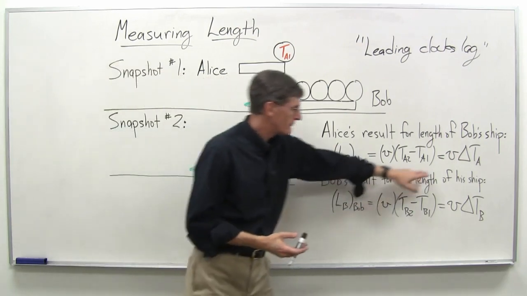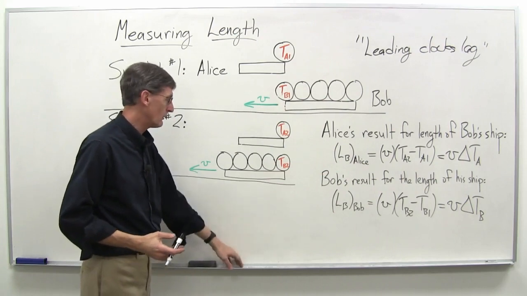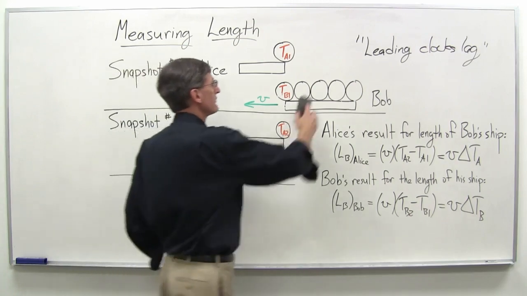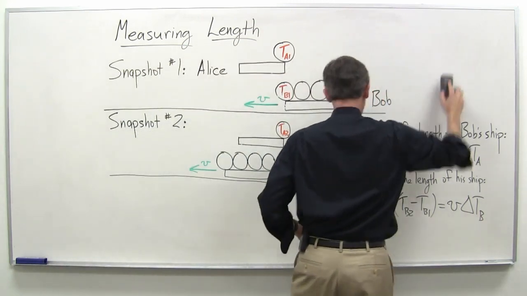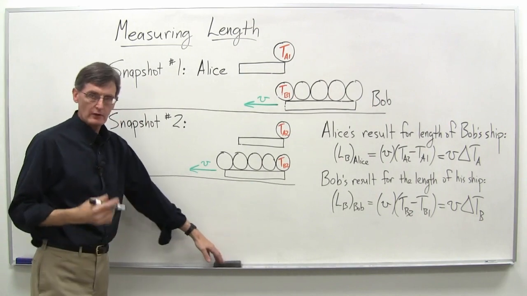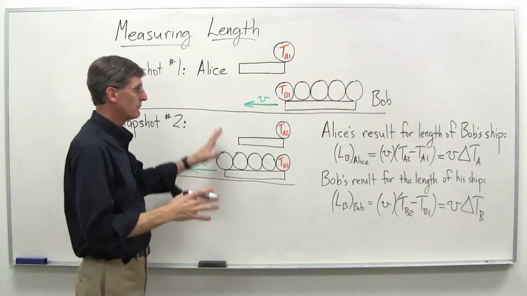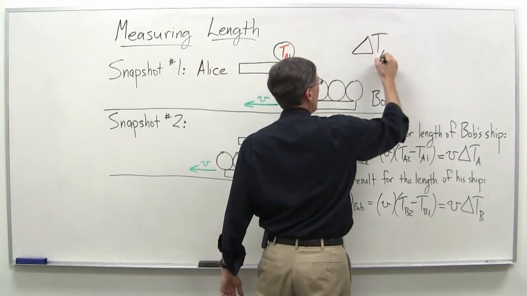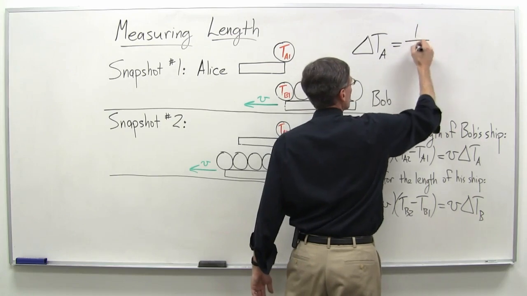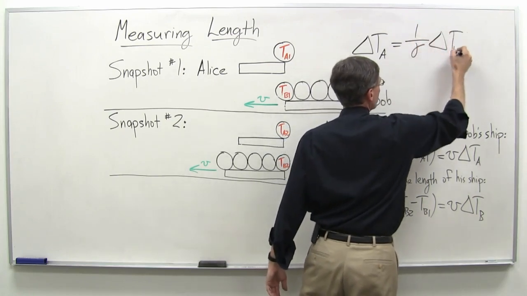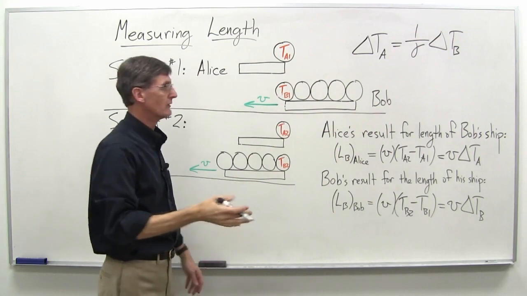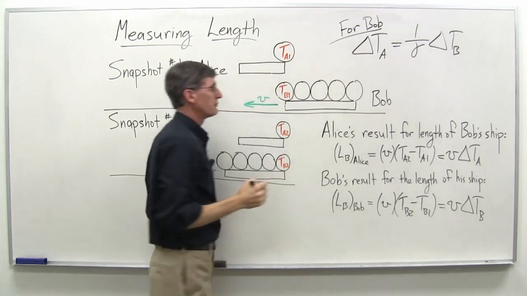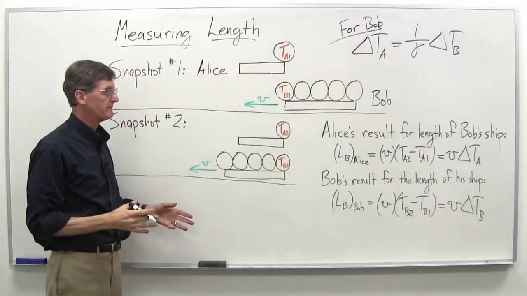So let's look at these results a little bit further, because we now can apply. Let's just remind ourselves up here for a second. Remember our time dilation result. And our time dilation result, from Bob's perspective now, he would say the elapsed time for Alice is 1 over gamma times his elapsed time. Because from his perspective, Alice is moving. So let's start with that.